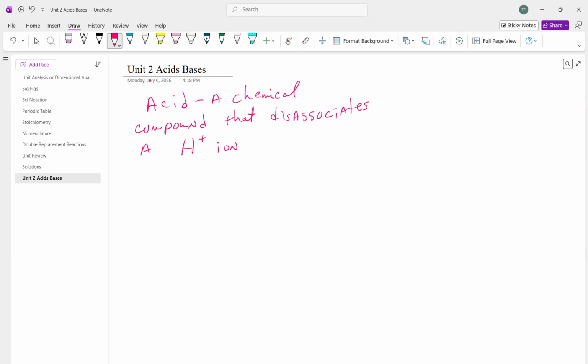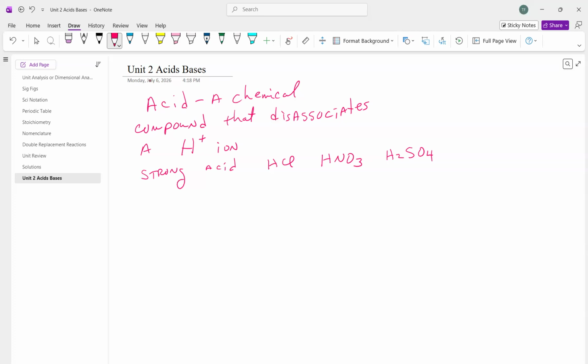Okay, an acid is a chemical compound that disassociates an H plus ion. That means if a compound has hydrogens in it, it could be an acid or not be an acid. And there are 2 kinds of acids. There is strong acid, and there are 7 of those in the world. We are going to be responsible for 3. That's hydrochloric, stomach acid, nitric, and sulfuric.